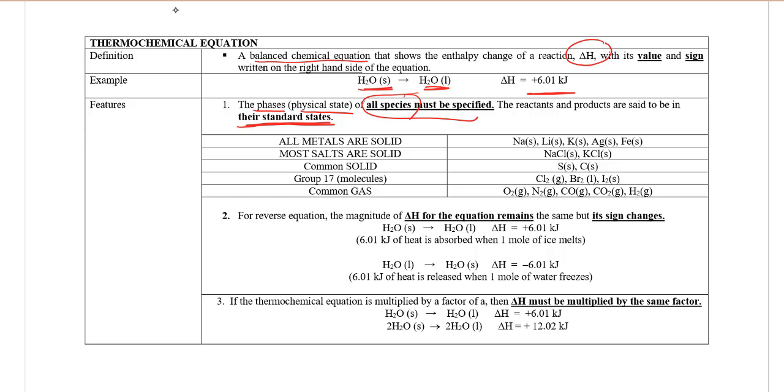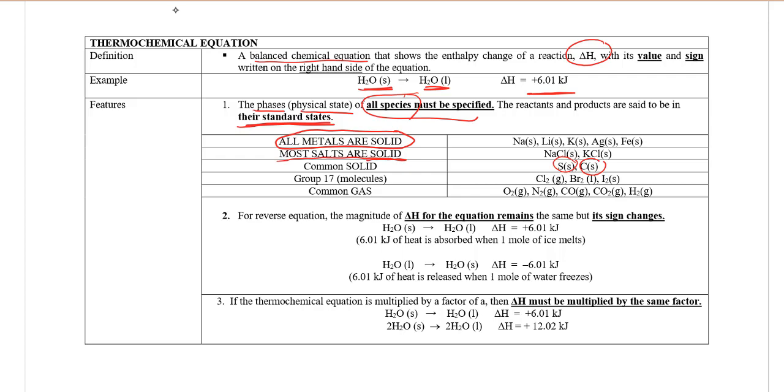Okay, what does it mean by that? So all metal are solid. It means that God created all metal in solid state. Okay. So in order for the metal to become liquid, we need to supply the heat to the metal. So naturally, all metal exists as solid. Okay, so most of the salt are solid, and common solids are sulfur and carbon.